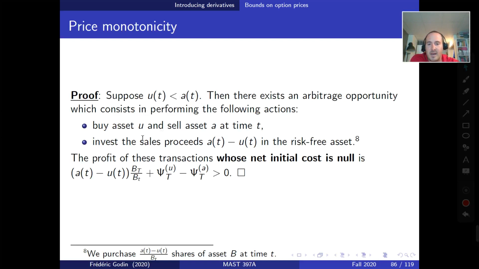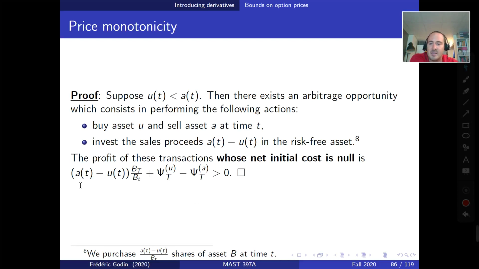So if you buy the asset U and you sell, or maybe sell short, the asset A at time t, then you can invest the sales proceeds, which is the difference between the prices of the two derivatives, at the risk-free rate in the risk-free asset. And then in that case, the profit of these transactions, where the net initial cost is null, is the following.